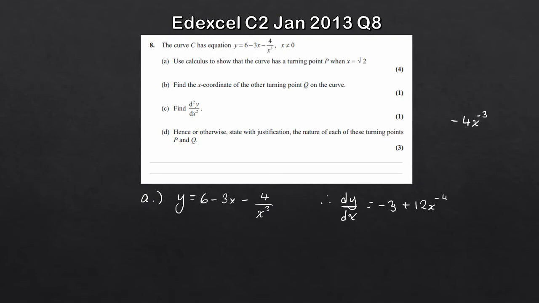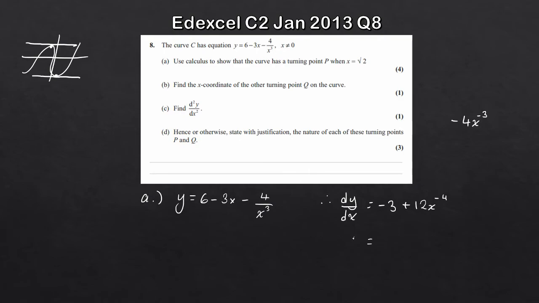But this isn't where the question finishes, because we need to show that the curve has a turning point P when x is equal to root 2. So, remember, the turning point, if you've got a cubic, for example, something like this, it's a very bad sketch, but you get the point. If you've got your turning points, you'll have a maximum there, for example, and a minimum there. And these are what we class as turning points. So, same principle here. Remember, the turning point occurs when the gradient is equal to 0. So, applying that here now, I'm going to set this equal to 0.